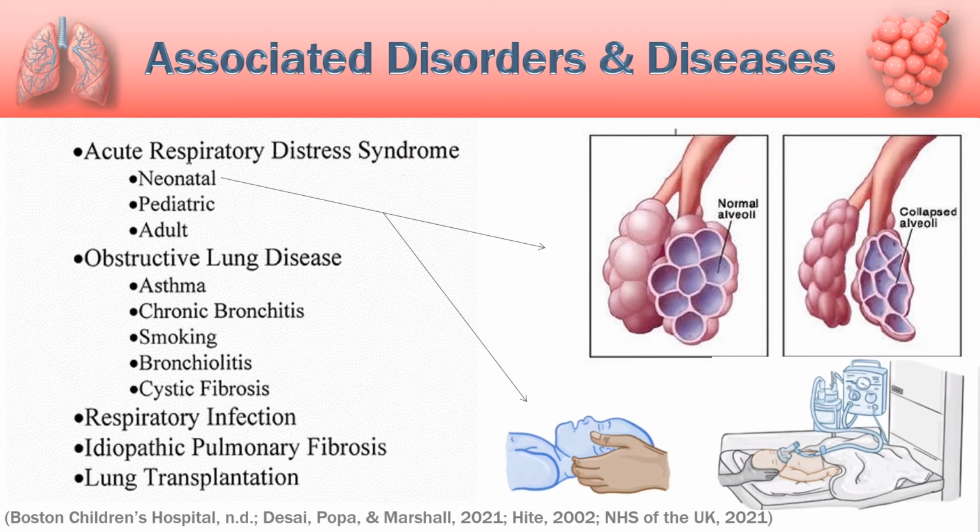Now that we've gone over how pulmonary surfactants are important to the breathing process, I think it would be good to discuss a little bit of the associated disorders and diseases that could take place in case a deficiency or abnormality takes place in the pulmonary surfactant production. And you can see on the left-hand side of the screen, there is a list of disorders and diseases that can affect either adults, children, or both.